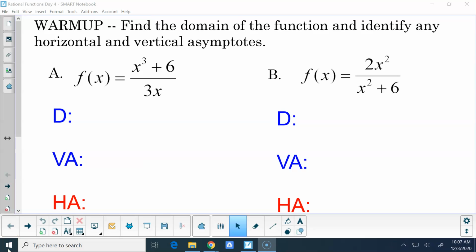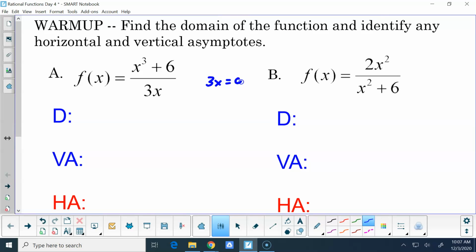All right, here we go. So I set the denominator equal to 0, and I solve. So that gives me x equals 0. So my domain is all real numbers, but x cannot equal 0, which means my vertical asymptote is x equals 0.